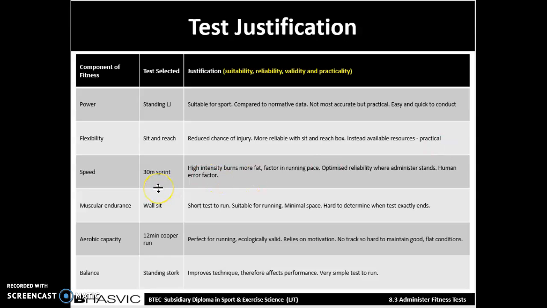Next is the 30-meter sprint test to measure speed. Obviously speed is very important when running, as if you have a great amount of speed, then you can obviously run quicker. But obviously the aerobic capacity allows for them to run quicker for longer, but to have a better top speed would then improve their running.